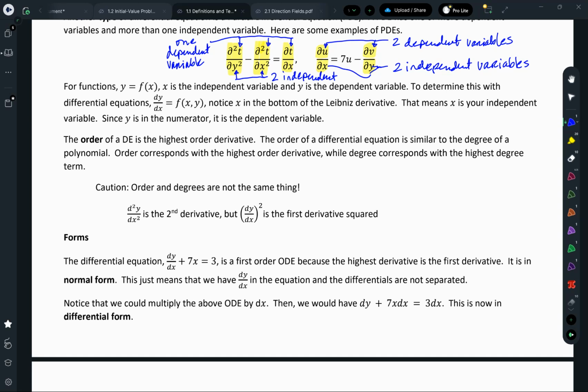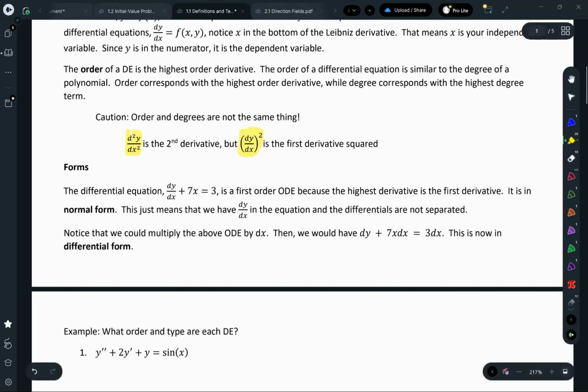But remember, order and degree are not the same thing. If we see something like d squared y dx squared, that is the second derivative of y with respect to x both times. But if we see something like dy dx with a square on the outside, that is not a second order derivative. That is a first order derivative that is getting squared. Okay, so know the difference between those two things. We have a couple of forms.